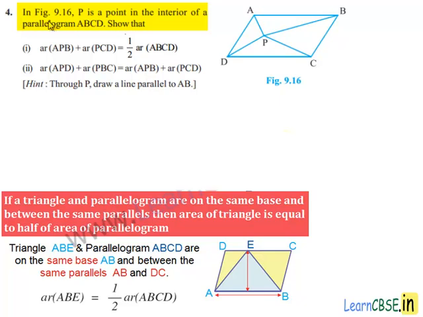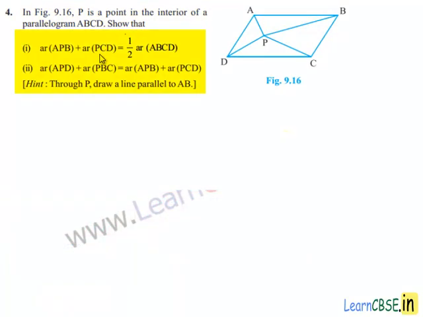Moving on to fourth question. In figure 9.16, P is a point in the interior of a parallelogram ABCD. Show that area of triangle APB plus area of triangle PCD is equal to half times the area of parallelogram ABCD. And second question, area of triangle APD plus area of triangle PBC is equal to area of triangle APB plus area of triangle PCD.